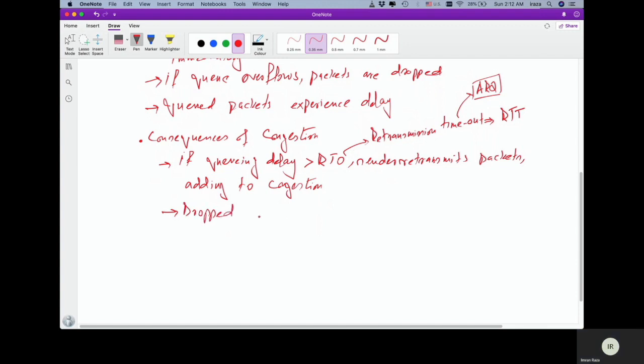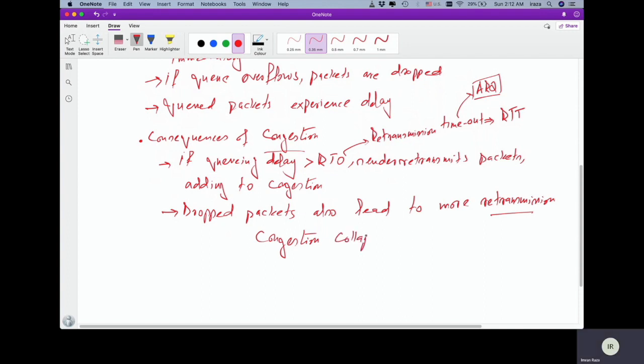So dropped packets also lead to more retransmissions. And what's the problem with this retransmission? Yes, you're right, because this will add further to congestion. And if the congestion is not handled, the network may result in a congestion collapse. Okay, that means the network throughput has been significantly compromised. So that's why we really need to come up with some congestion control mechanisms.